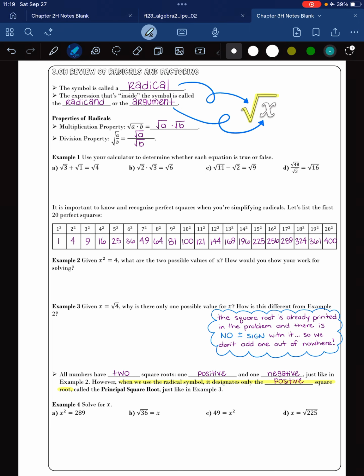Okay, the thing that's inside the radical can be called the radicand, but more often than not, I'm going to call it an argument. The reason is that radicands only apply to radicals. It's only used for whatever is inside the radical. However, argument is used for a lot of different functions. The inside of any function can be called an argument.